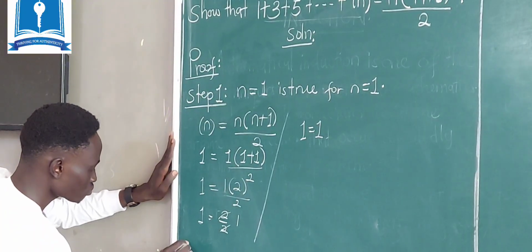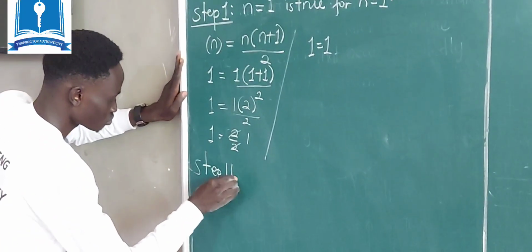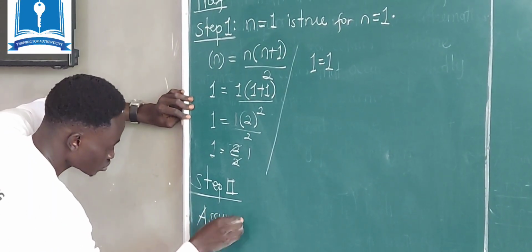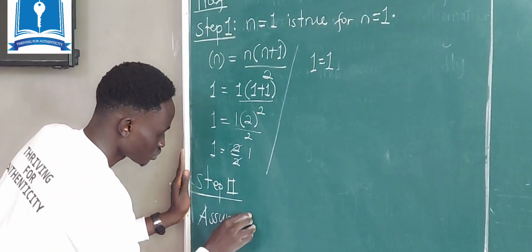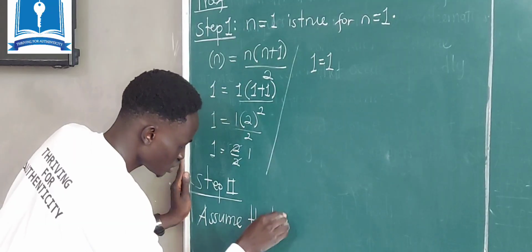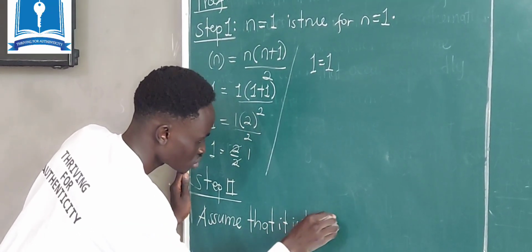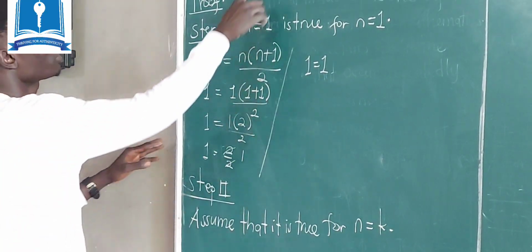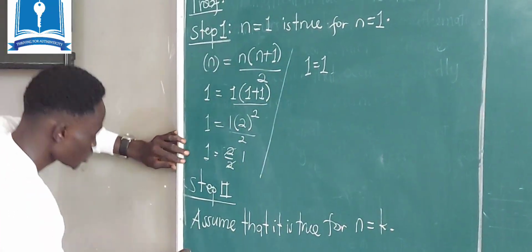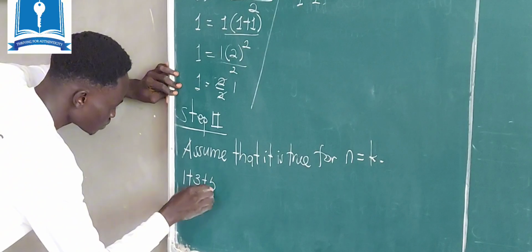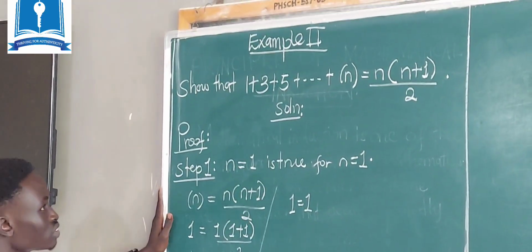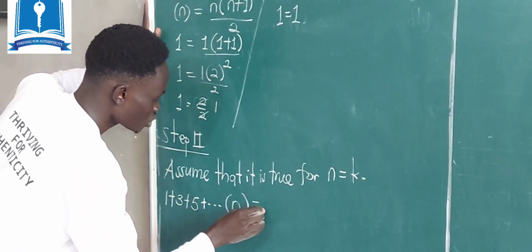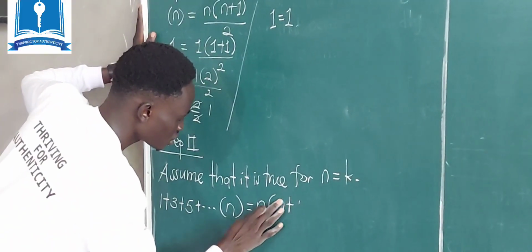So now let us see step 2. Step 2 is about assumption. Assume that it is true for n equals to k. So now you assume that it is true for n equals to k. So now it is 1 plus 3 plus 5, okay, then plus, then equals to n plus this k.